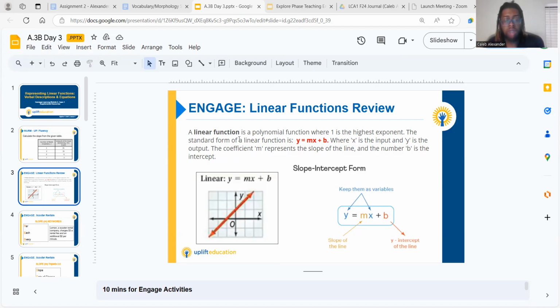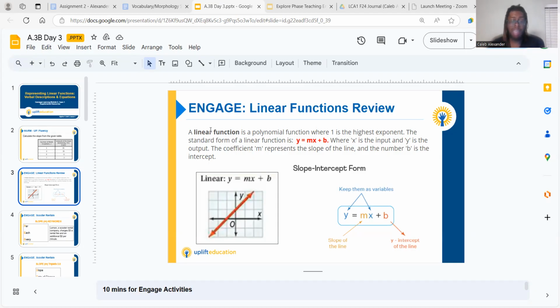So I started the lesson by going over a review of linear functions, because my students have already been working on linear functions this year, and they've been focusing on linear functions for a while now. So they know how to write it, know how to find the slope, and know how to write it from a graph, table, all of that.